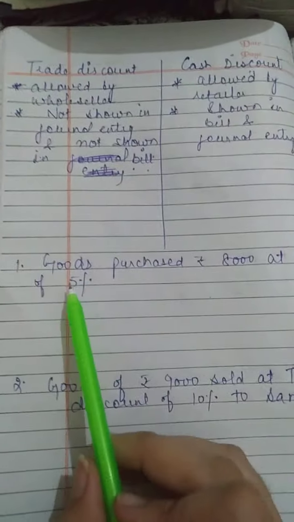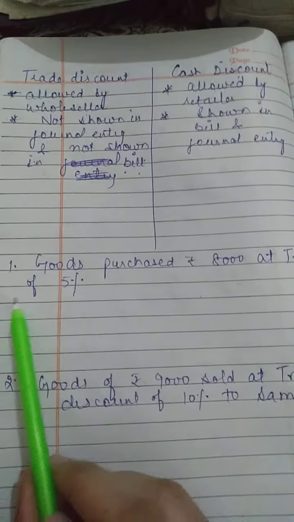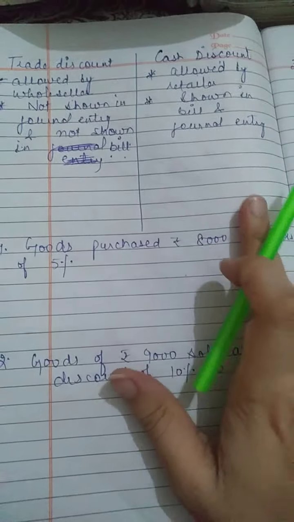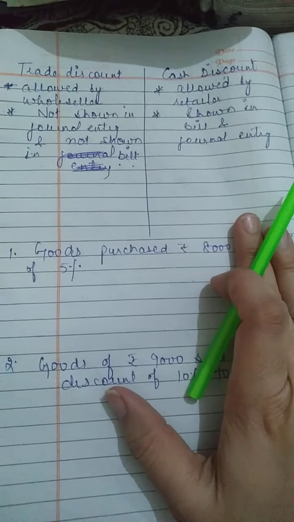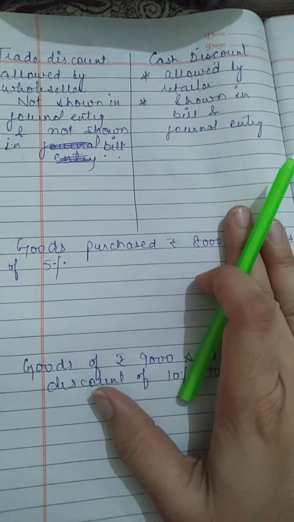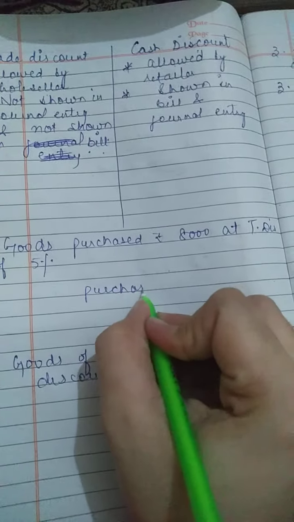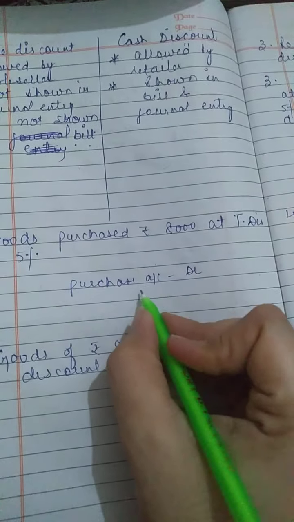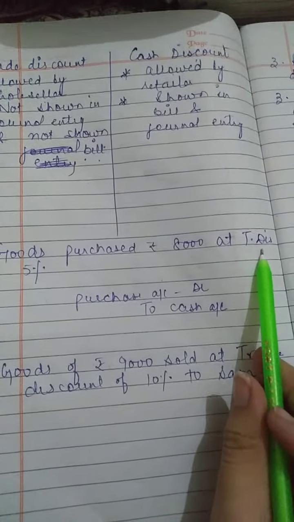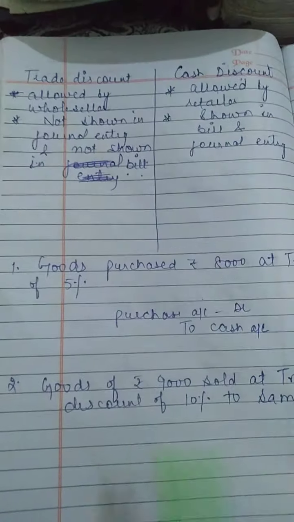See, the first entry is goods purchased rupees 8,000 at trade discount of 5%. I have purchased the goods. Simple entry till this. What would be the entry? Goods have been purchased at rupees 8,000, so goods are coming in and cash is going out. So the entry should be purchase account debit to cash account. And as we have discussed, trade discount has not to be shown in the entry, so I'm not showing it.